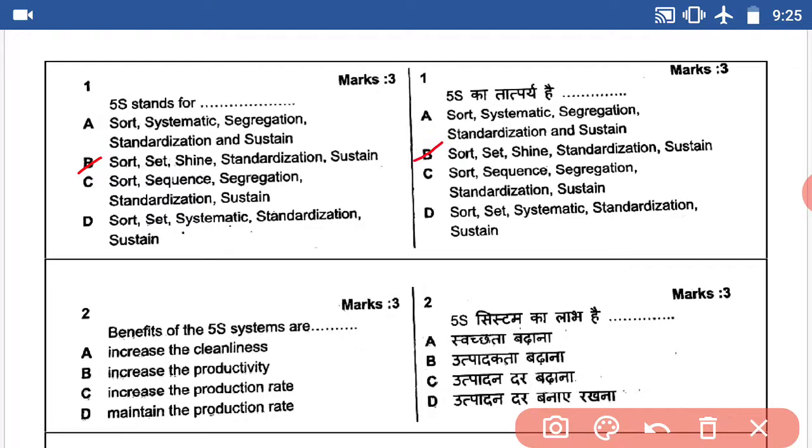Question number 2. Benefit of the 5S system is dash. This question answer: increase the productivity. Answer B.